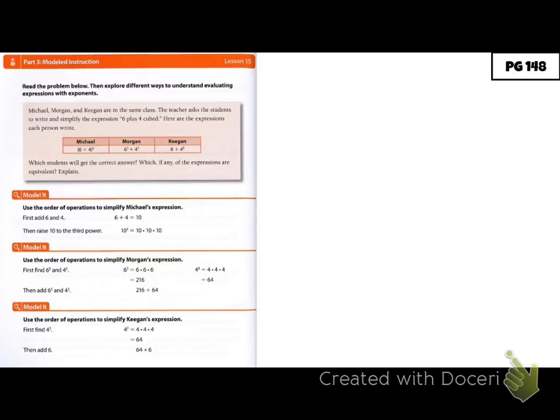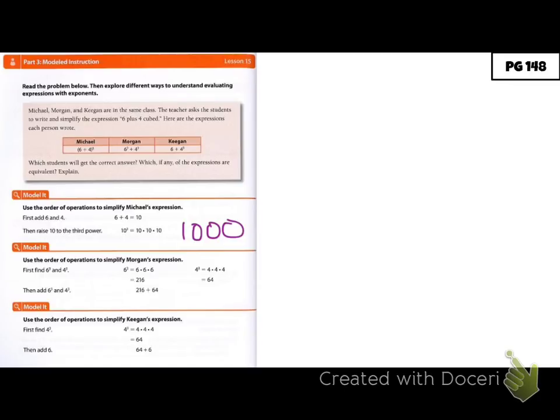Use the order of operations to simplify Michael's expression. So on the first one, if we follow order of operations, we do the parentheses first, 6 plus 4 equals 10, and then we would raise 10 to the 3rd power. So 10 times 10 times 10, which equals 1,000.